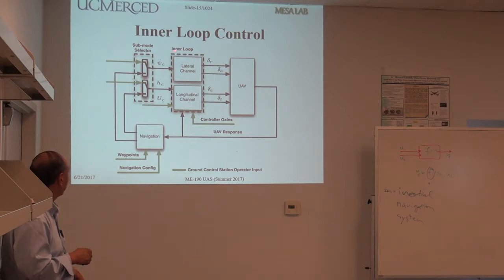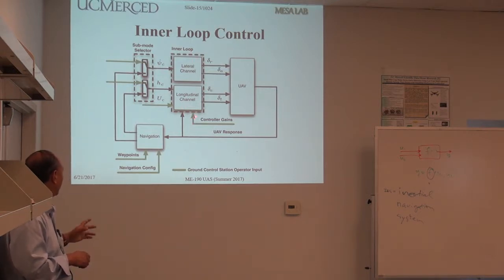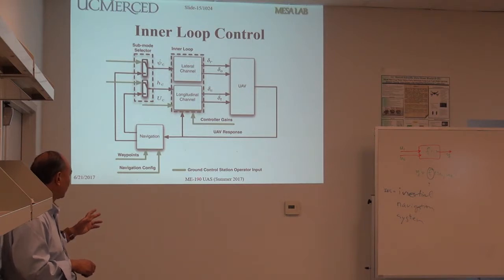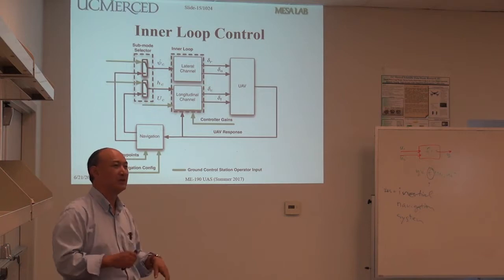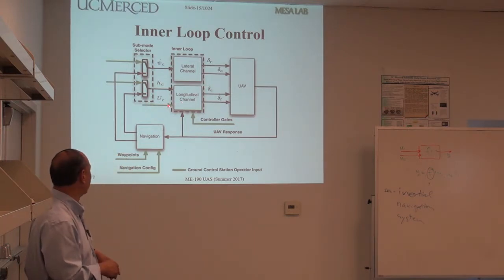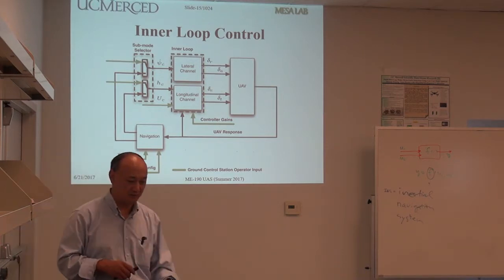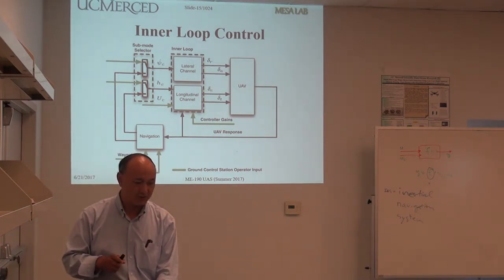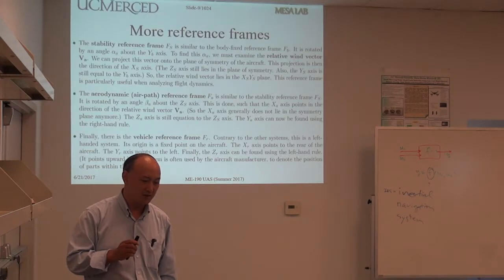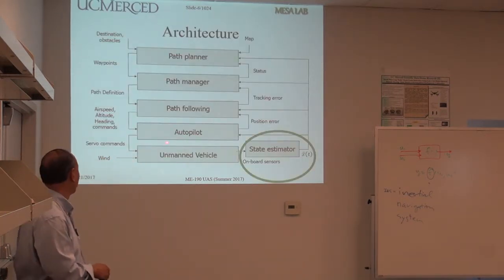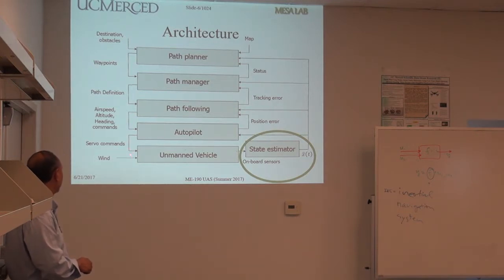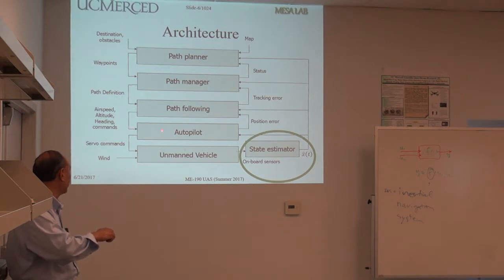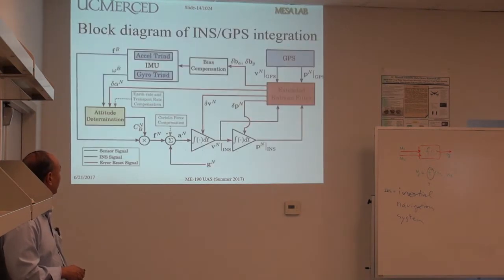Of course, for the inner loop you can set up the controller gains by operators in the ground control station so that you can tune the performance. But usually you don't have to. I'm going to explain the inner loop control here. Let me go back to our familiar slide on what we are doing here. These are the commands to the vehicle. But what is the reference? Basically the heading to the autopilot.